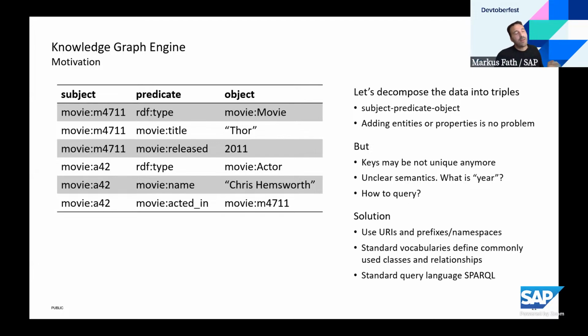So basically, the solution here is that we use globally valid keys, URIs, with certain prefixes and namespaces to make these keys unique. There are ways to use standard vocabularies to define certain commonly used clauses. For example, what does it mean to be released in a certain year? Stuff like that. And since you guessed that, we're talking about an RDF database, a certain type of knowledge graph technology. The query language that has been established over the recent years for this type of data structures is SPARQL.